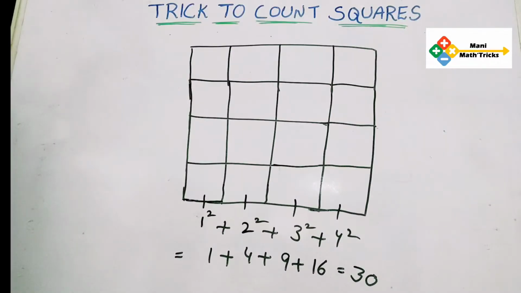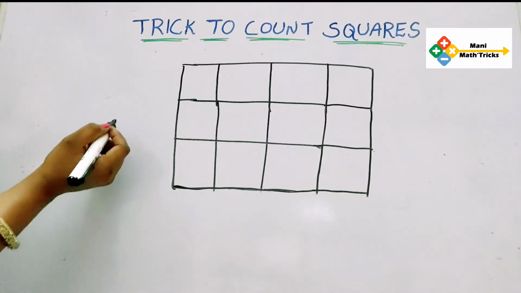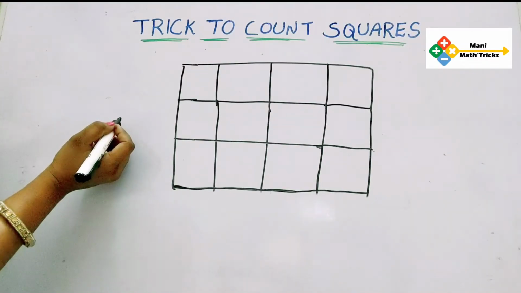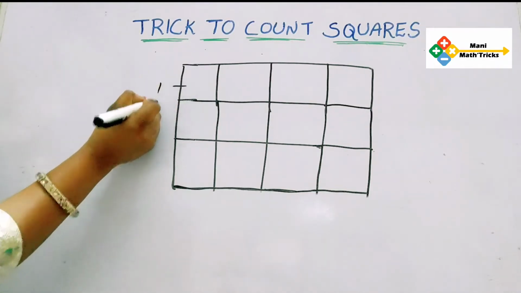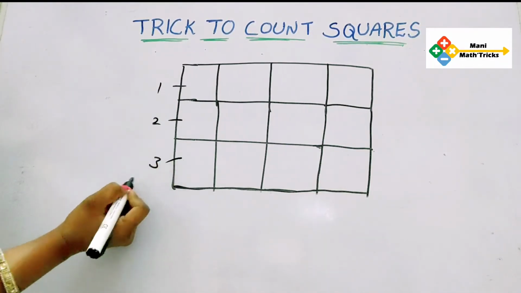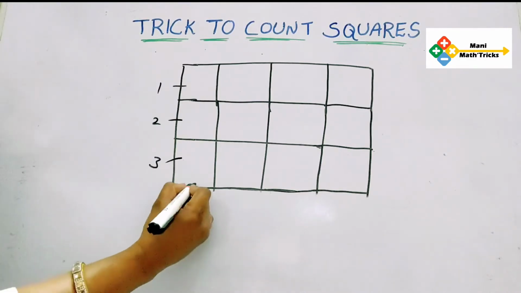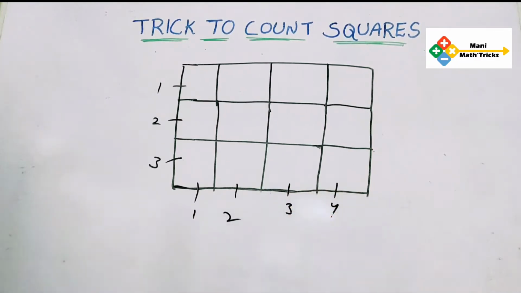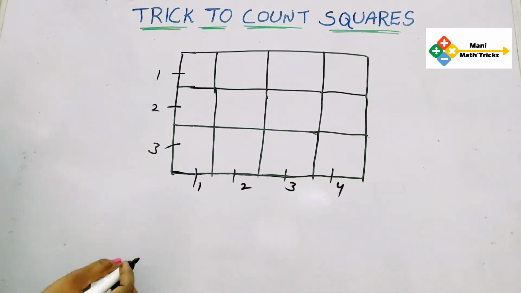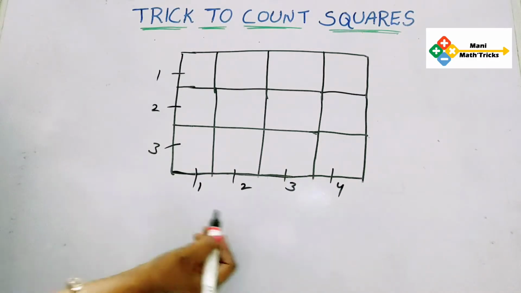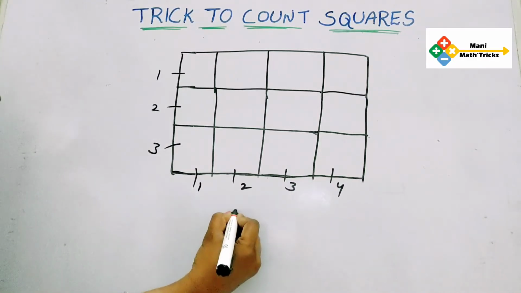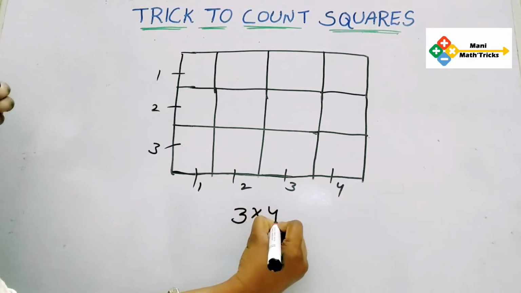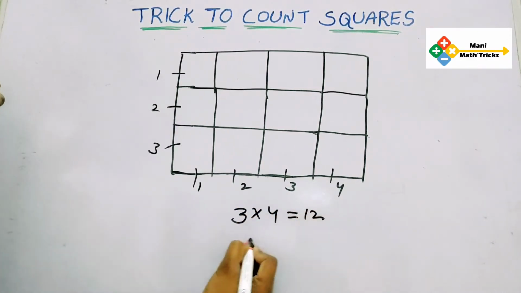Now let us see how to count the squares for non-symmetric figures. Let us find how to count the number of squares for this figure. 1, 2, 3. Vertically you have 3 squares. Horizontally 1, 2, 3, 4, so horizontally you have 4 and vertically you have 3. So 3 multiplied by 4 is nothing but 12.